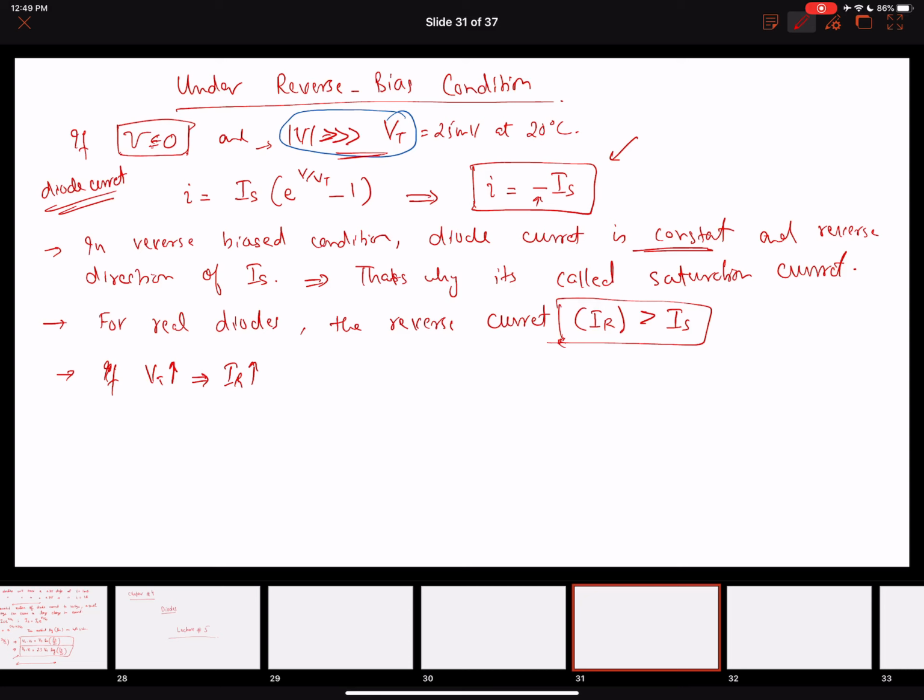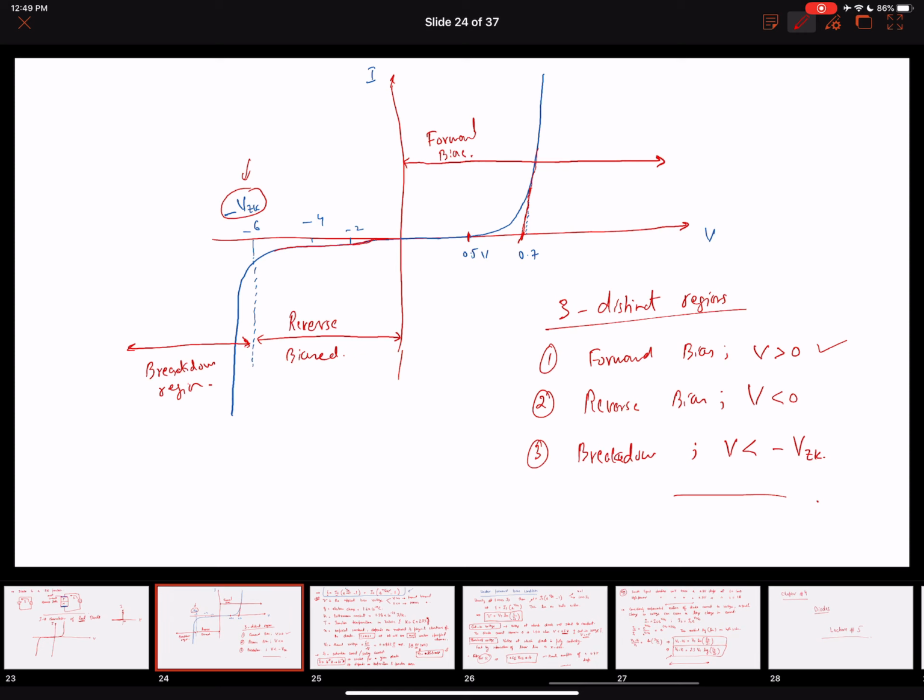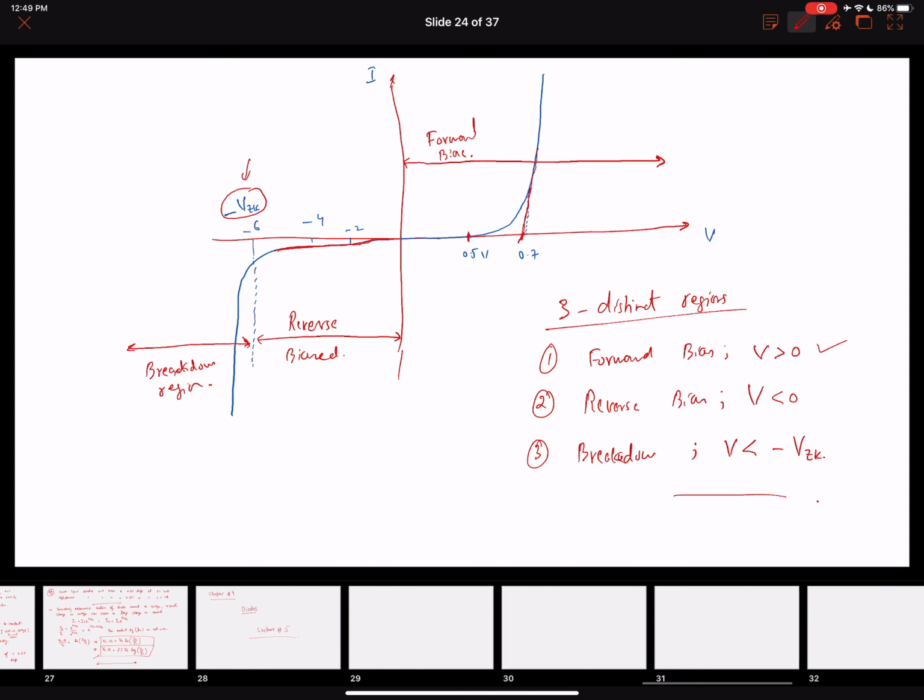No, actually, this is the reverse voltage, so it is this value of V. If the reverse voltage increases, the reverse current will increase as well, right? So that is why, as you can see from this plot, as the reverse voltage is increasing, there's a slight increase in the reverse current that is flowing through the diode.